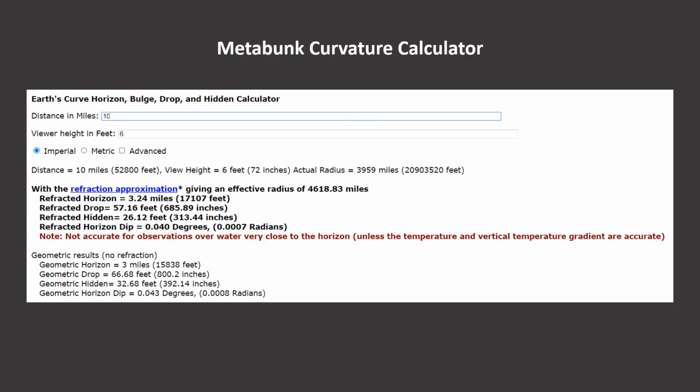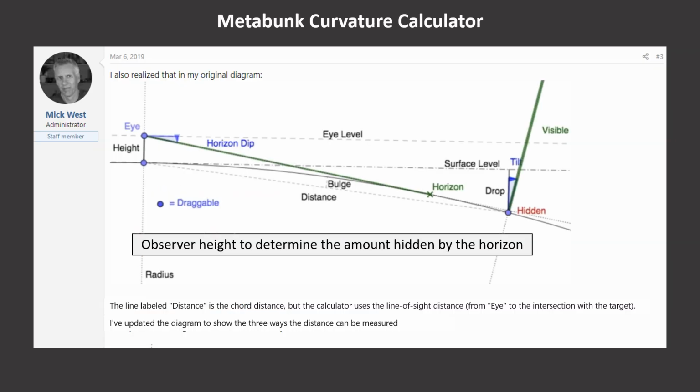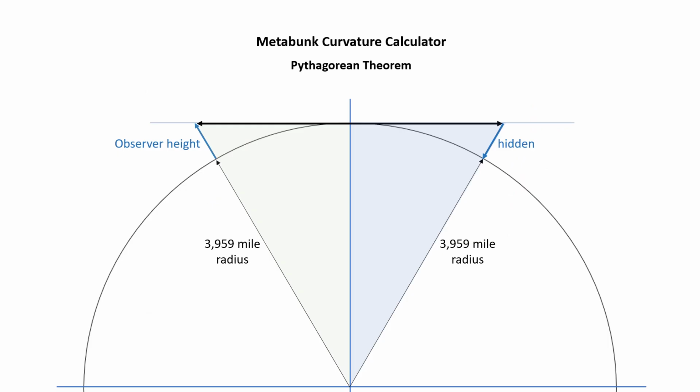Next up is the Metabunk curve calculator. Now, this calculator was developed by the globe community because they understood that the observer height would have an effect on how much of the target was hidden by the horizon. And down here you can see that Mick West says the calculator uses the line of sight distance from the eye to the intersection with the target. Now this calculator is based on two triangles using the Pythagorean theorem.